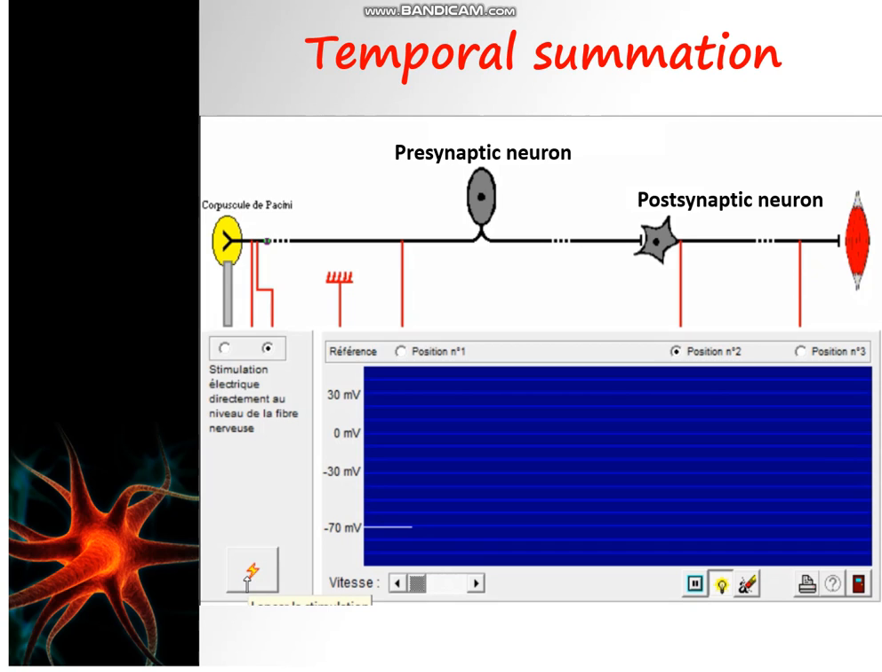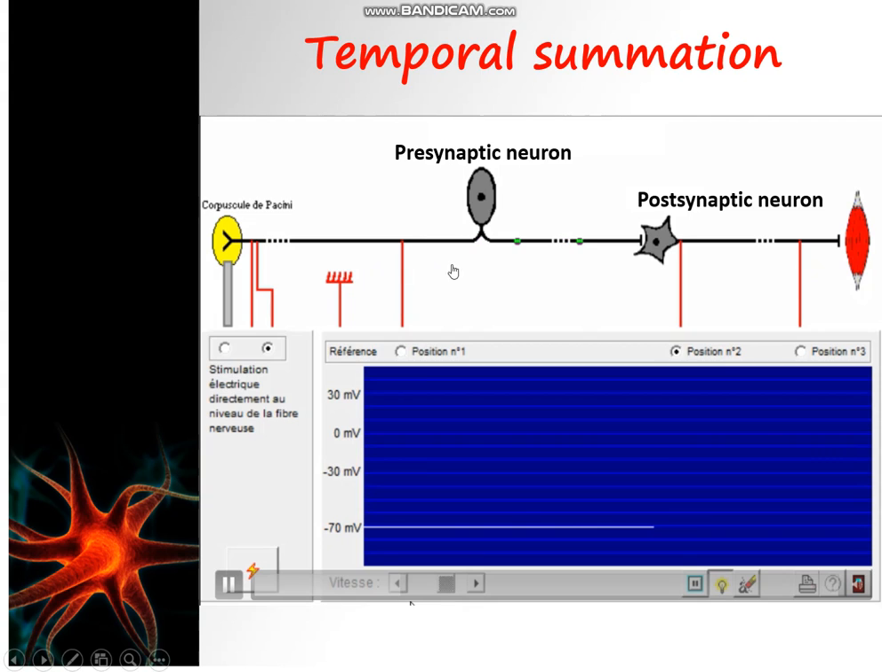Now, in the second experiment, we apply two successive stimulations separated by a long time interval. So, at the level of the postsynaptic neuron, we record two separated EPSP.